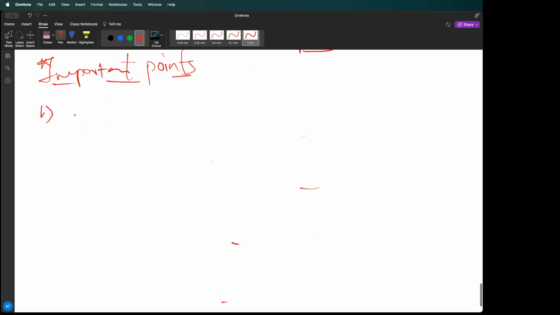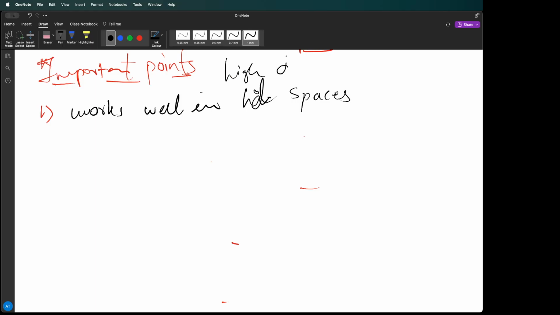First, it works well in high dimensional spaces. You can put HD also, high dimensional spaces. The point is you should understand it's not high definition, it's high dimension. High dimensional spaces such as your text data, image data, or image recognition.